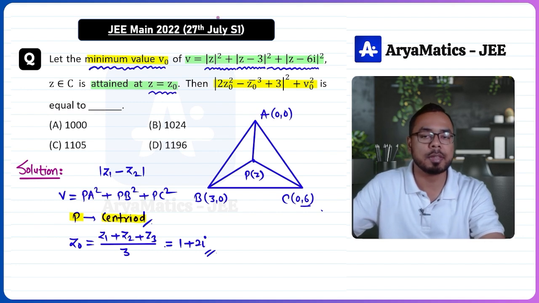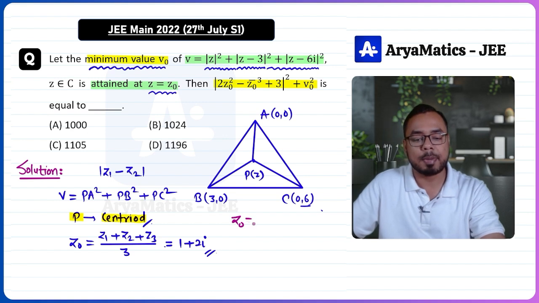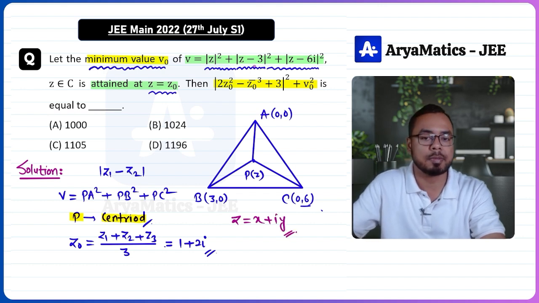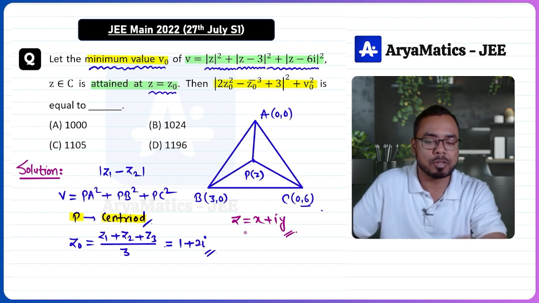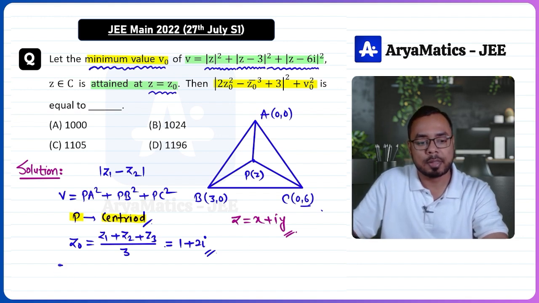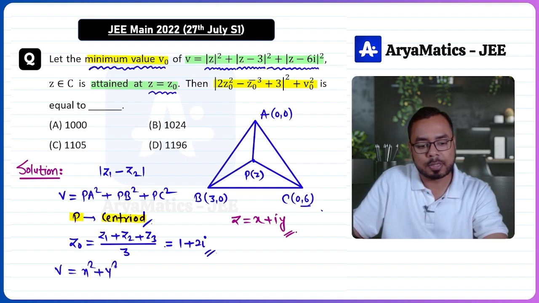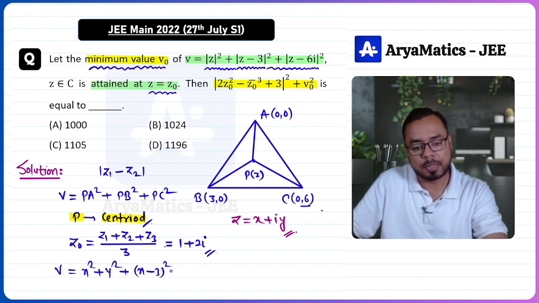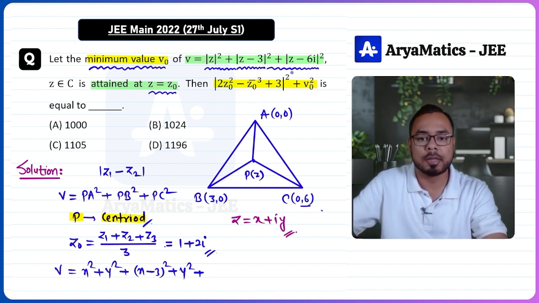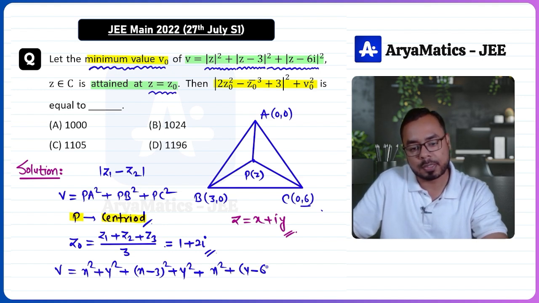There is another way of solving this problem also. In place of z, you can write x + iy, and using the square completion method, you can find the least value of this expression. That means if we write x + iy in place of z, then the given expression V will become: |z|² means x² + y², |z − 3|² means (x − 3)² + y², and |z − 6i|² means x² + (y − 6)².